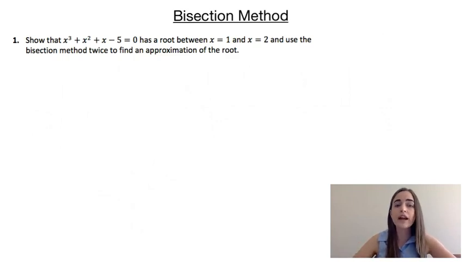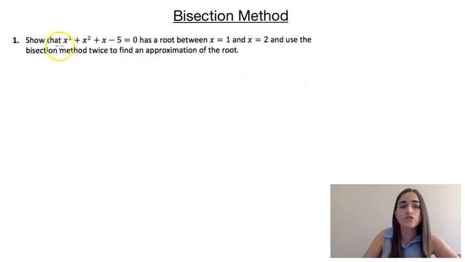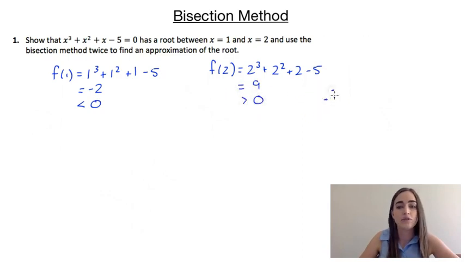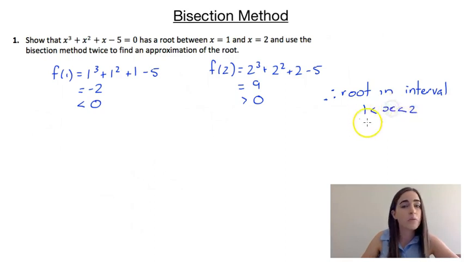So to prove that it has a root, we need to substitute x equals 1 in and substitute x equals 2 in, and one of them should give us a positive answer and one of them should give us a negative. So if this is our function f of x, then we're going to find f of 1, which would be 1 cubed plus 1 squared plus 1 minus 5, which will give us minus 2, which is negative. And if we find f of 2, that's going to be 2 cubed plus 2 squared plus 2 minus 5, which will give us 9, which is positive. So we can say, therefore, there is a root in the interval between 1 and 2. So somewhere in there is a root.